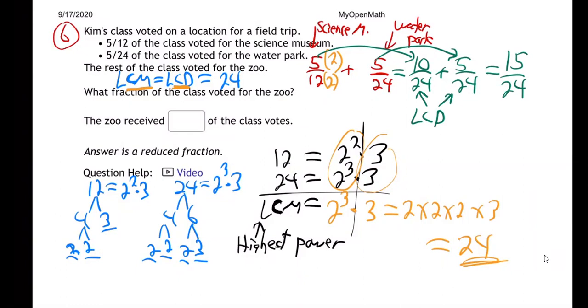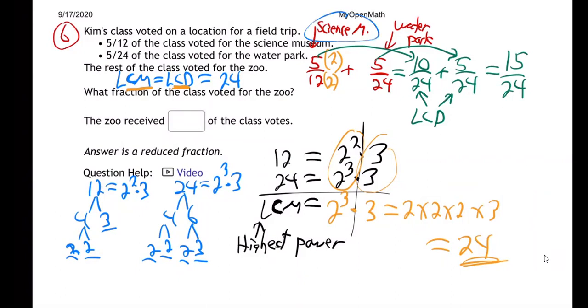Okay, so is that our answer? Do we bring that down and say the answer is 15/24? Is that right? It's not quite right, is it? What do we need to do? Remember what this means.